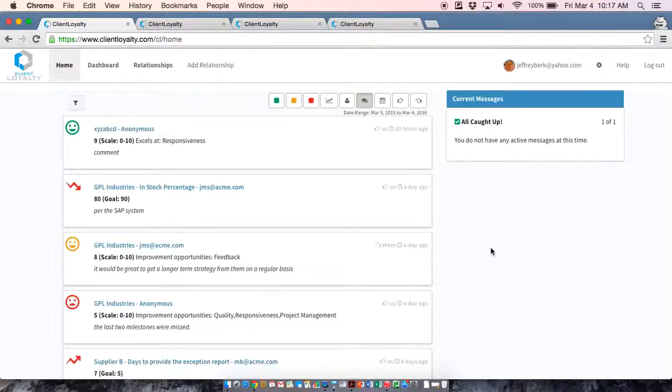The home page is the heartbeat of the system. It basically helps you understand the direct feedback, the sentiment, and the key performance indicators that are collected one by one.